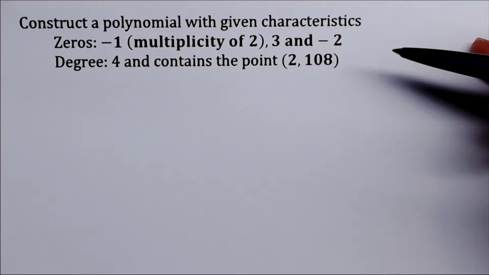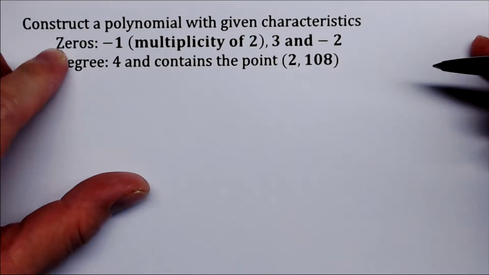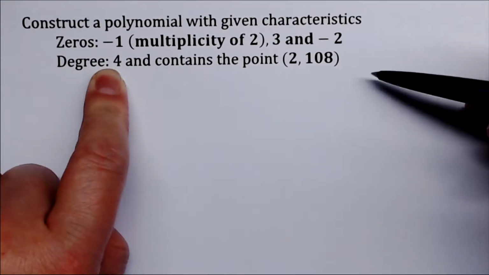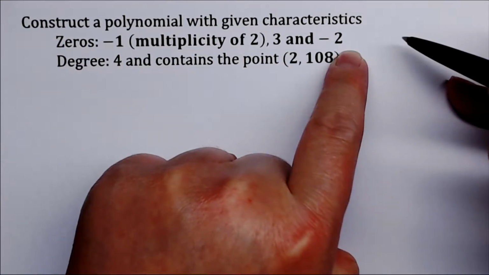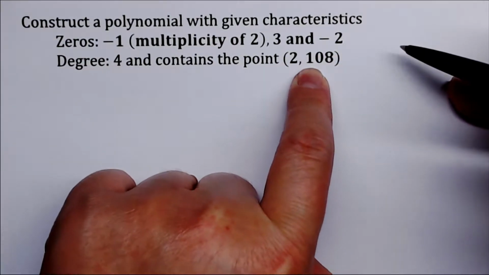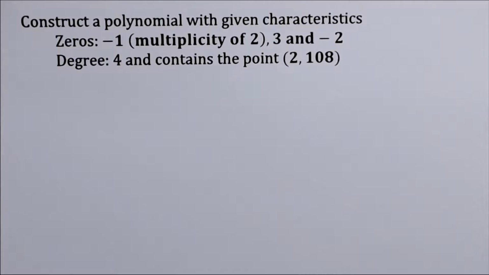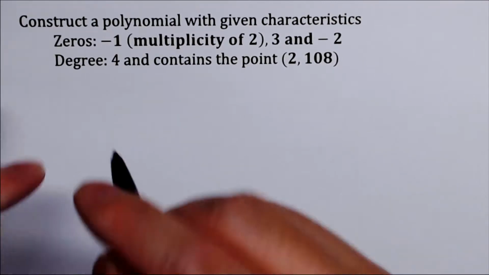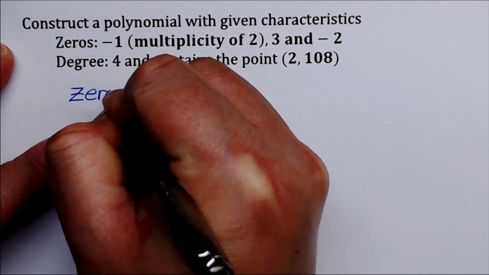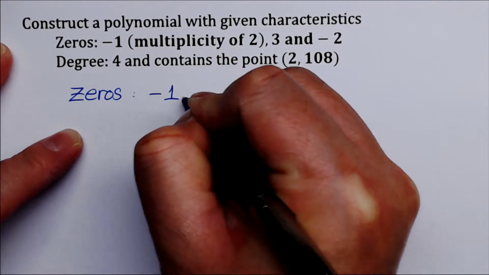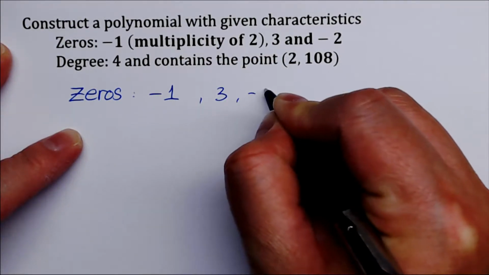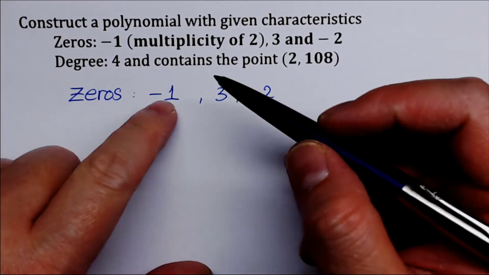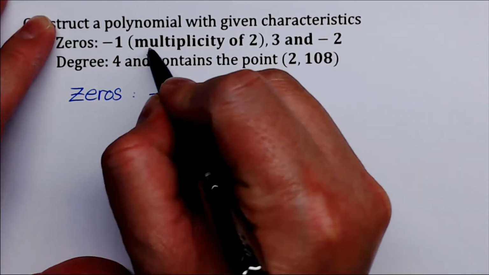In this video, we will find a polynomial function that has this characteristic. It is a 4th degree polynomial. We have these zeros, and it will go through this point. So first of all, we have the zeros. That's what we are given. Negative 1, 3, and negative 2. Degree of 4, meaning that we're going to have 4 zeros. That's why negative 1 has multiplicity of 2, so that is kind of important.